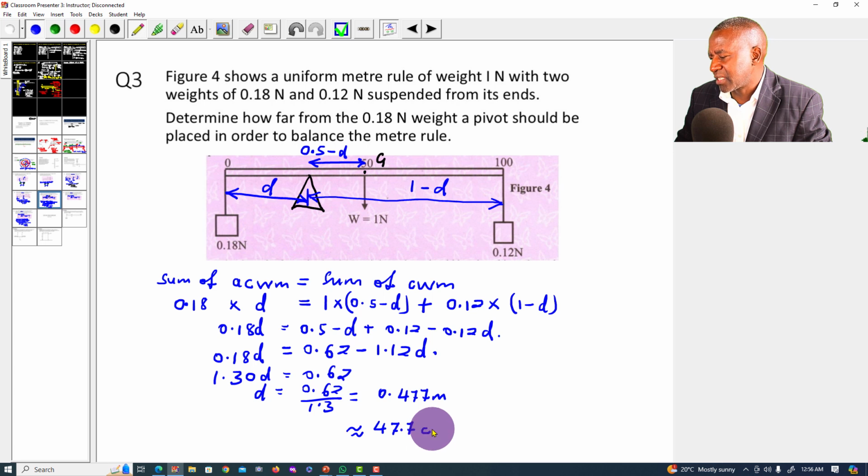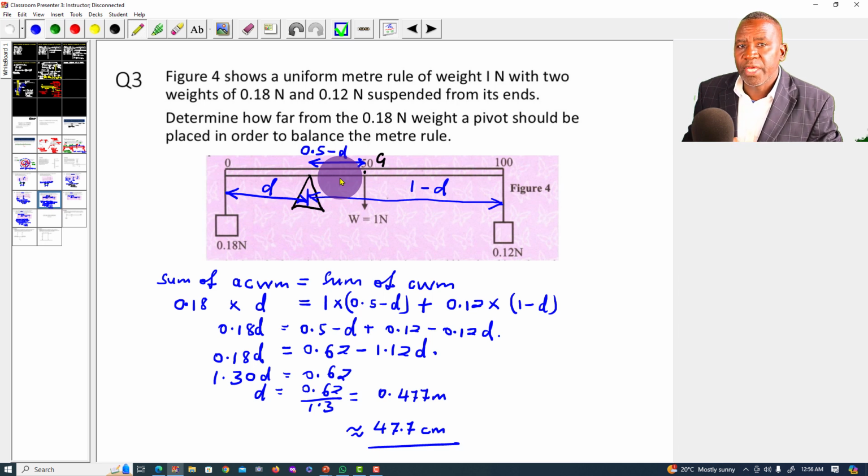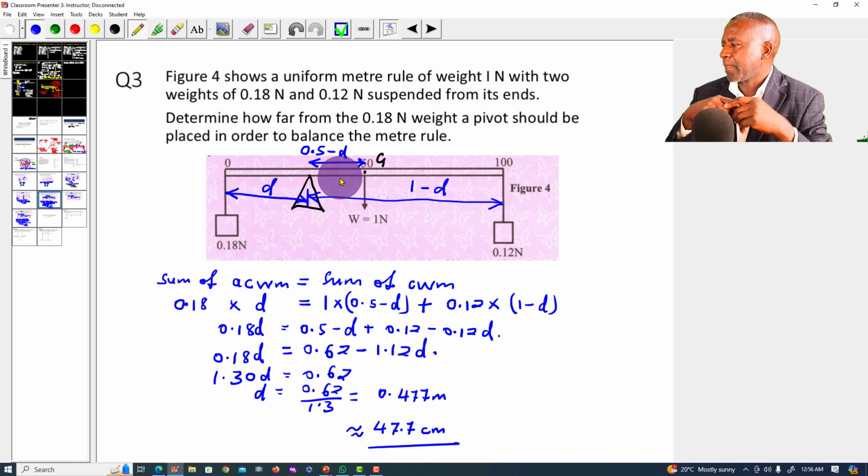therefore in centimeters it will be something like 47.7 centimeters. That one appears reasonable. 47.7, it should be around here, closer to 50. So that's how far that pivot should be from the 0.18 Newton weight. So those are some questions that you get in the turning effect of a force.